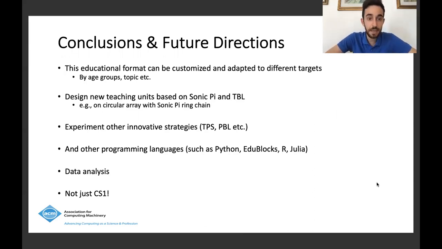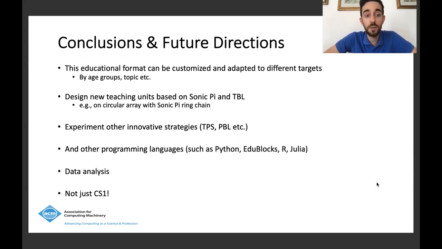So in conclusion, this approach seems applicable to undergraduate students and courses, and this educational format can be customized and adapted to different targets, by age groups, by topic, and so on. In future, we hope to repeat these two teaching units in order to obtain more data and perform a data analysis to find possible correlations between variables and to use them in order to build new courses or just parts of them.